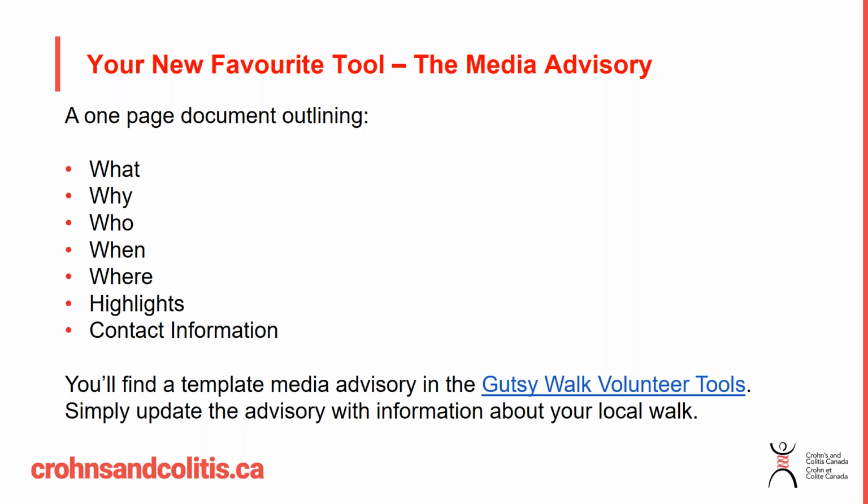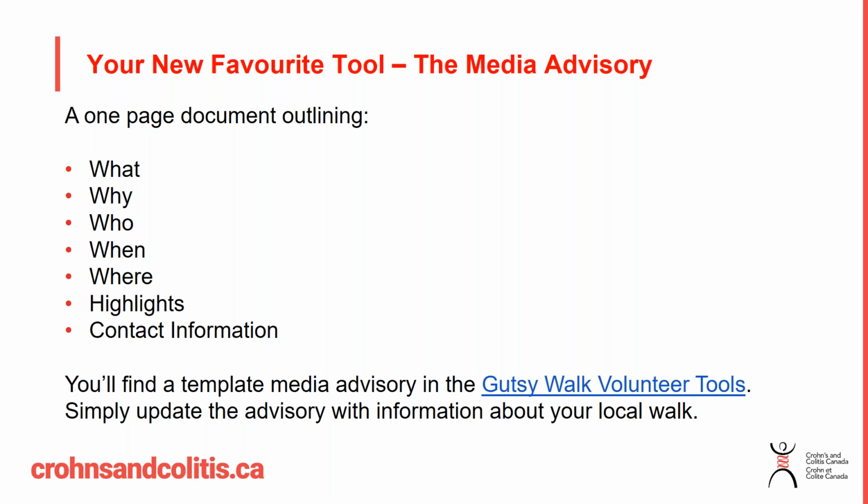So it's kept nice and short for the reporters to quickly look at. So the document will outline the what, the why, the who, when, where, highlights, and contact information. So the what would be a very brief description about the event itself. The why would be saying why this event is important to the community, and also why is it important in general, so the impact and outcomes that it will have.